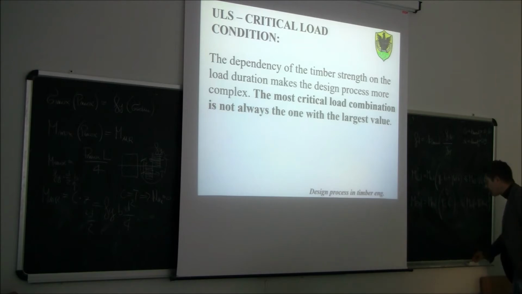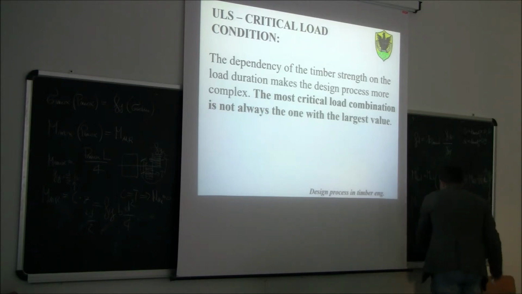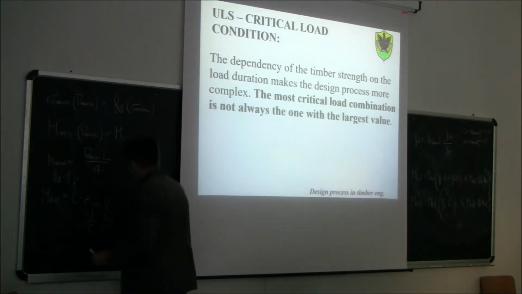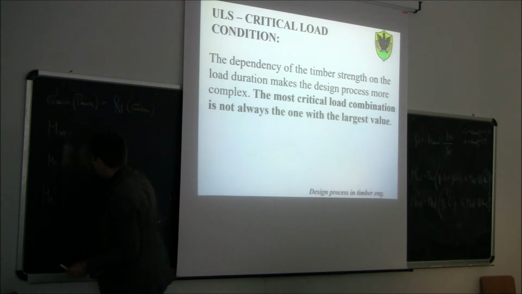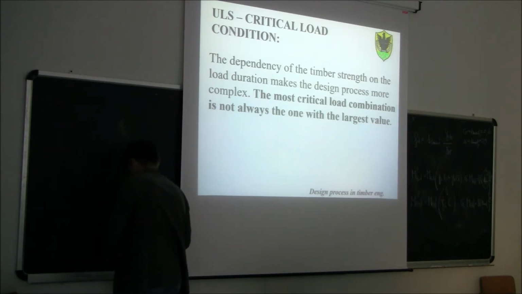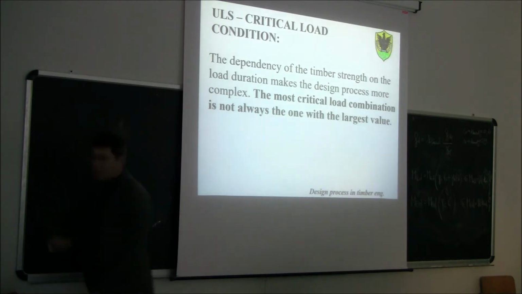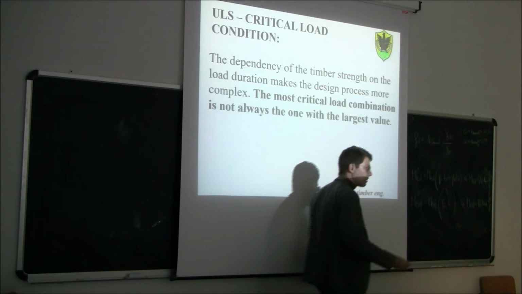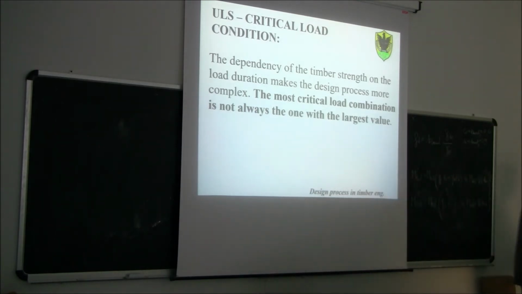Think about having two variable loads. It would be a case where you have two variable loads. For example, on the roof, you have wind and snow. How many load combinations should you consider if you have to design a timber structure where you have two variable loads? 5 combinations. What are these 5 combinations?